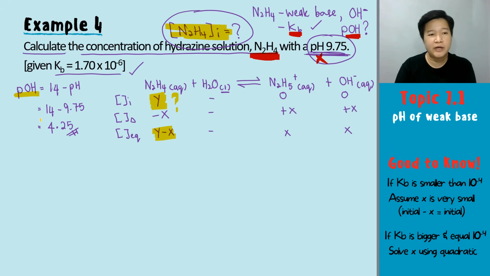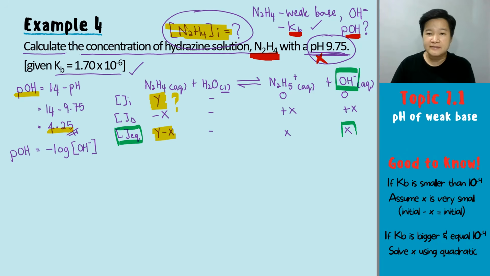You're having the pOH. When you're having the pOH, we know that we can find the OH minus concentration from the formula of pOH equals to negative log OH minus concentration. And we know that the concentration of OH minus at equilibrium is equal to X. Can you see that? And we have the pOH value. So substitute in your pOH value, 4.25 equals to negative log concentration of OH minus, which is X. Can you get your X right now? Simple. Alright? Solve your anti-log.